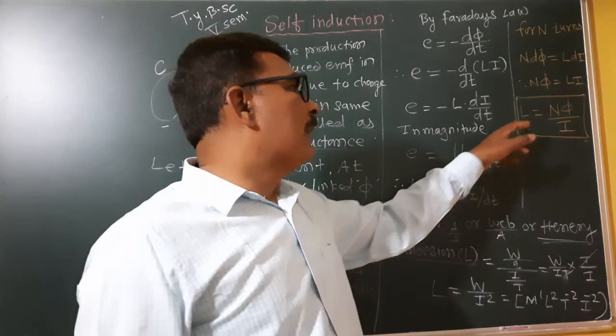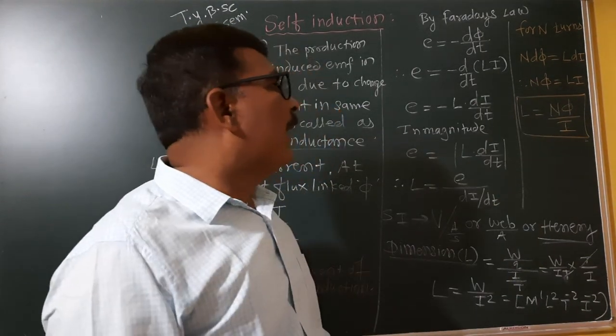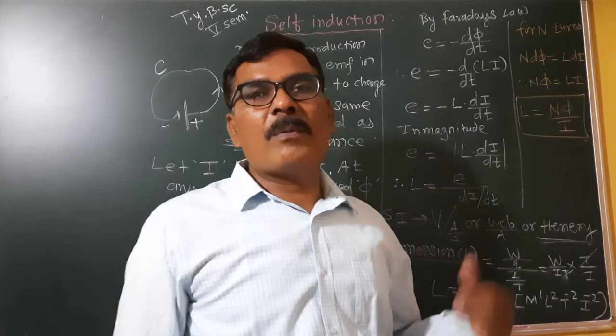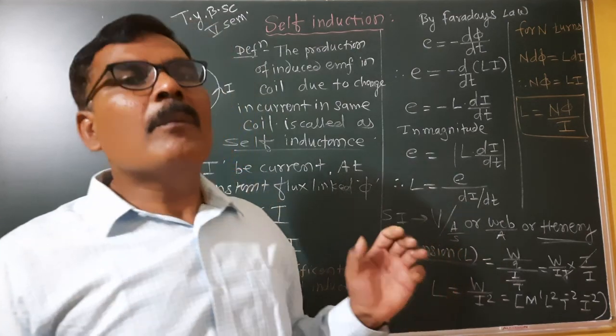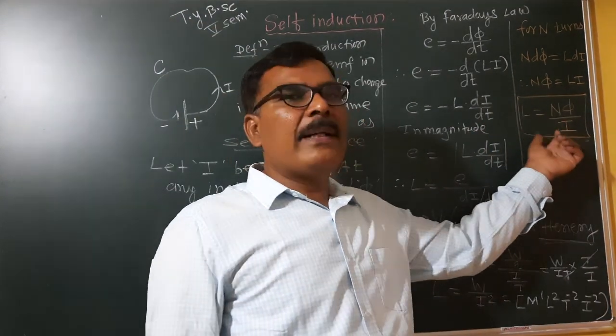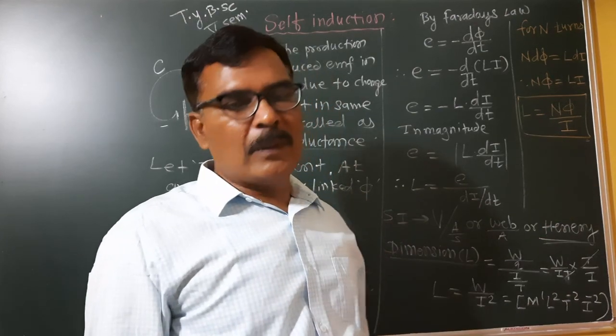And finally, L is equal to N phi divided by I. This is another formula for self-inductance. Sometimes we are given the number of turns, magnetic flux and current. Find the self-inductance by using this formula.